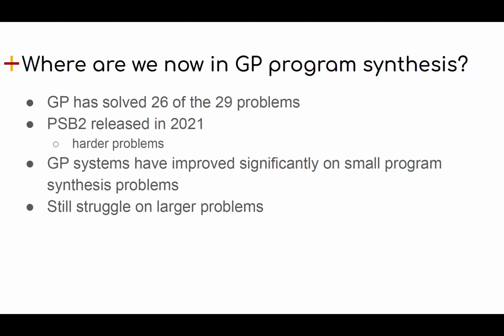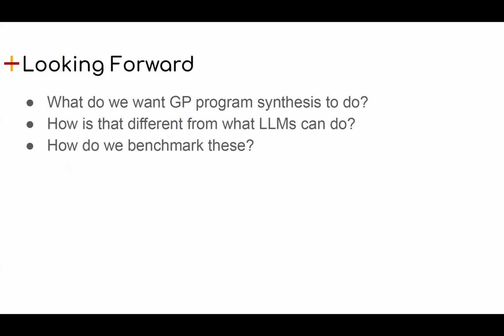The things that we should be focused on as we continue to develop our GP systems. So I want to now think about moving forward. What do we want GP for program synthesis to do? How does this compare? The elephant in the room is large language models. I want to talk more about how GP program synthesis compares to large language models, and think about, since this was a paper about benchmarking, how we should consider benchmarking in GP program synthesis moving forward.